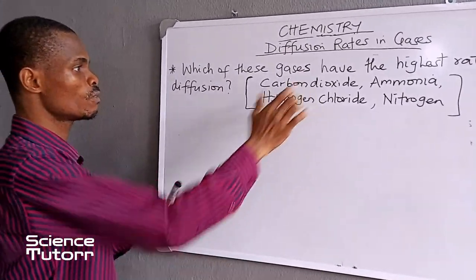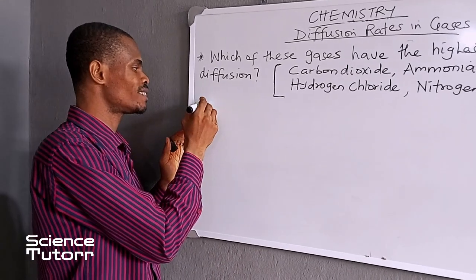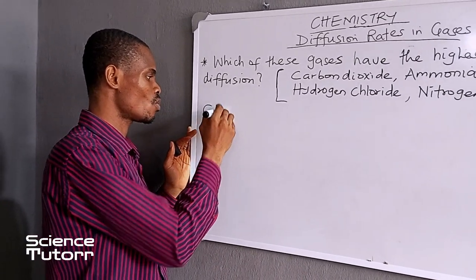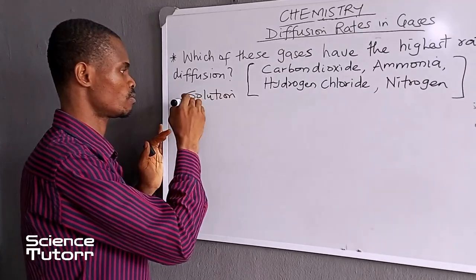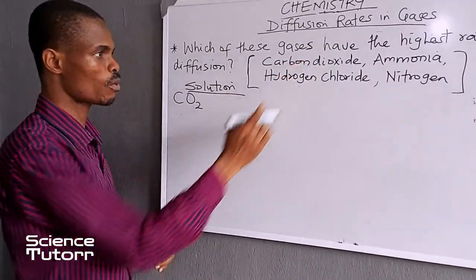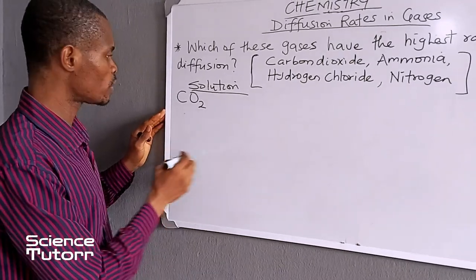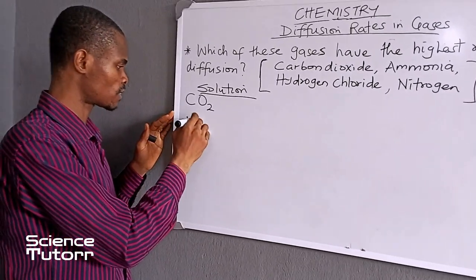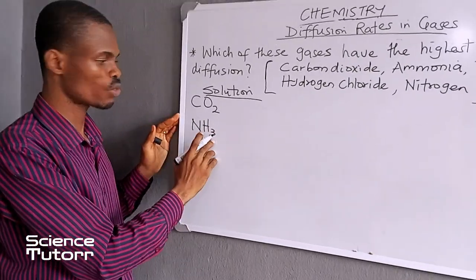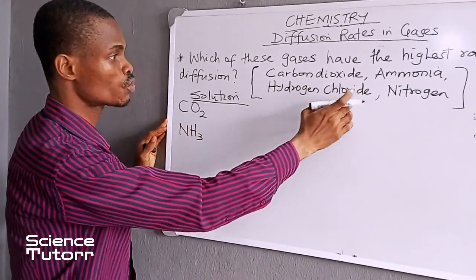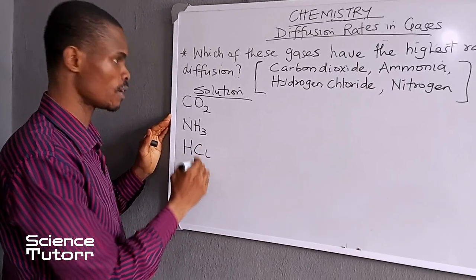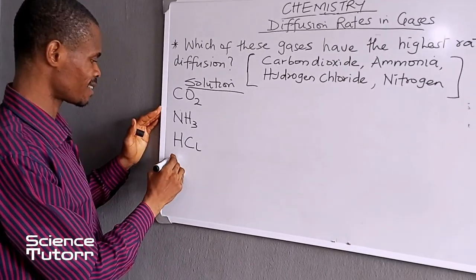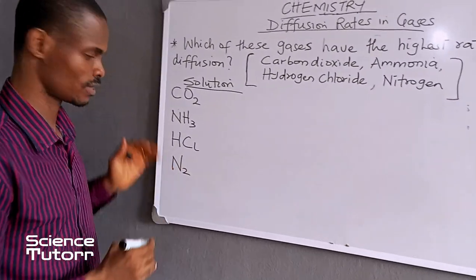So first of all, carbon dioxide we write as CO2. Ammonia is written as NH3, its molecular formula. Hydrogen chloride has the molecular formula HCl, and nitrogen as a gas exists as N2.